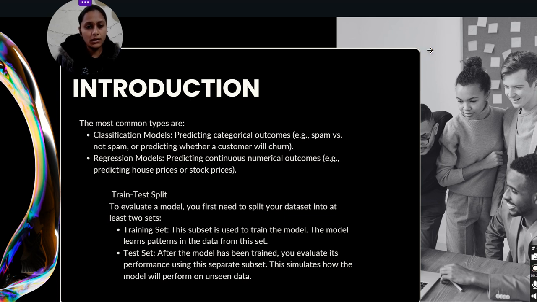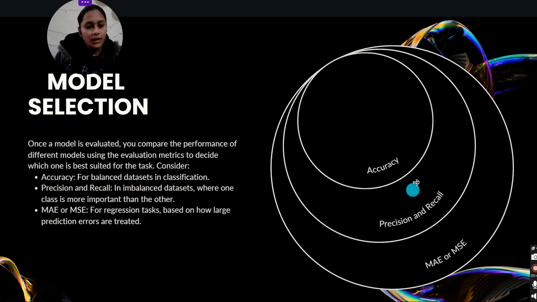First is classification model, predicting categorical outcomes. Second is regression models, predicting continuous numerical outcomes. Now, let's discuss how to select a model. Once a model is evaluated, you compare the performance of different models using the evaluation metrics to decide which one is best suited for the task.